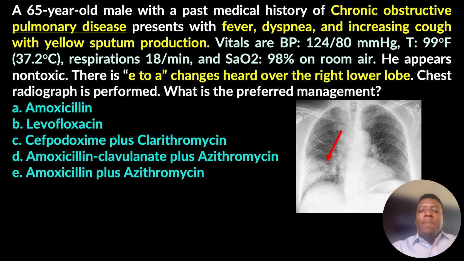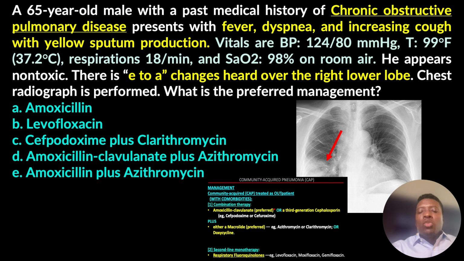So in this question, the patient has a lobar consolidation. They have a history of COPD, which means they have underlying lung disease, very important. And they have E to A changes, which means that there's evidence of a consolidation on examination as well as on imaging. However, the vital signs are not crazy, which means that we can treat this person as an outpatient.